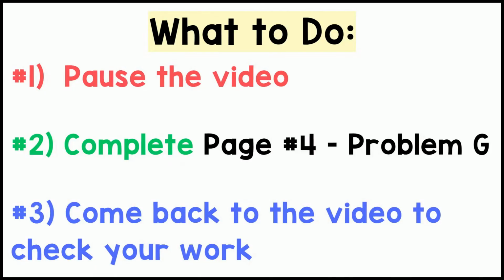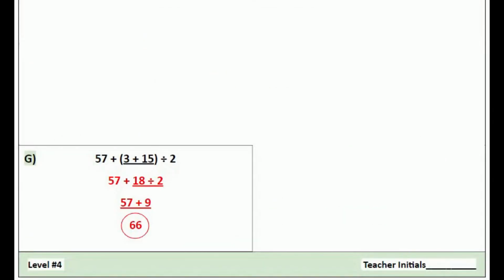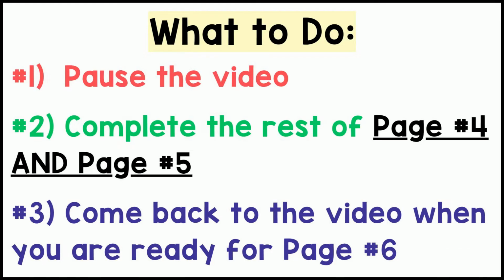Then you're going to pause the video, complete page 4, problem G only. Once you finish problem G, come back to the video to check your work. Pause the video, check your work for problem G. All right, so now go ahead and pause the video, complete the rest of page 4 and page 5. Come back to the video when you're ready for page 6.